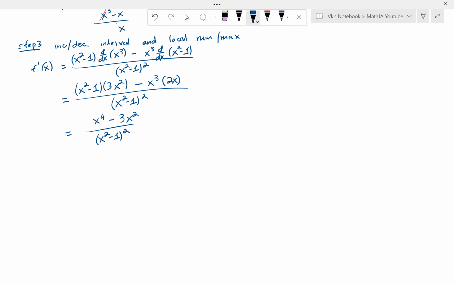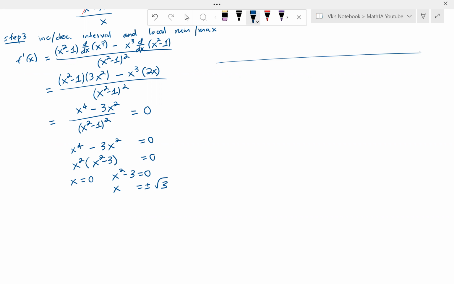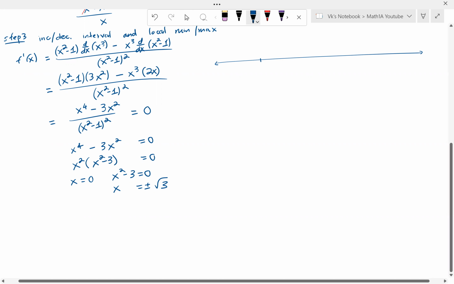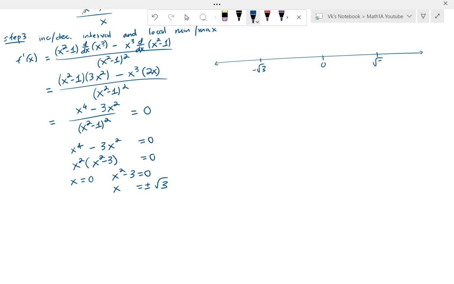Now we set it equal to 0. We have x to the 4th minus 3x squared equal to 0. So x squared times x squared minus 3 equal to 0. x equals 0, and x squared minus 3 equal to 0. So we have x equal to plus or minus root 3. Let's make an interval and do the testing. We have first critical number, negative root 3. Second one, 0. Third one, root 3.